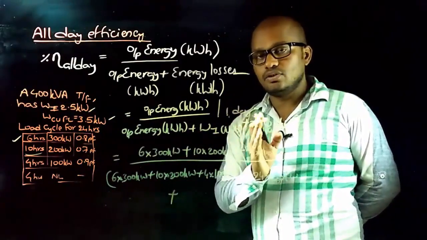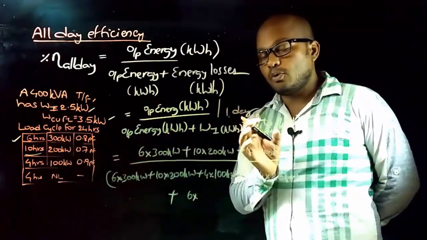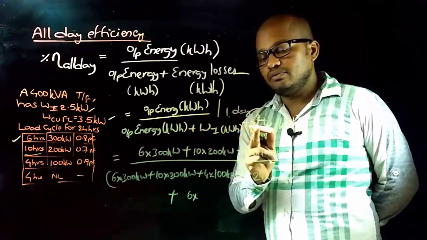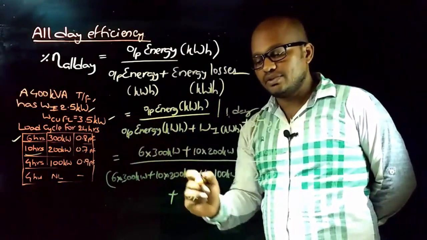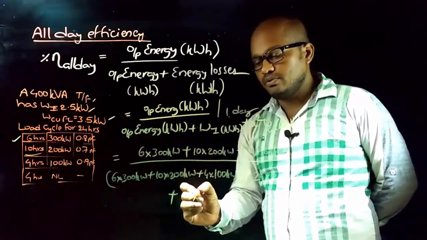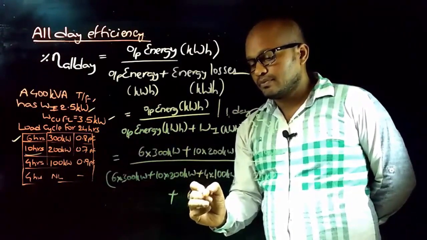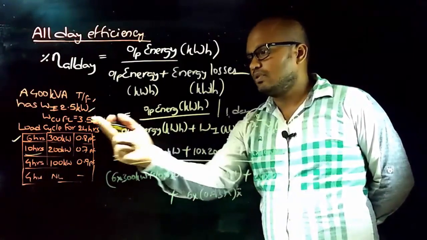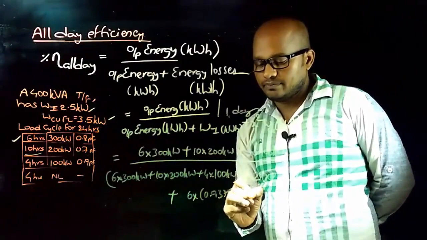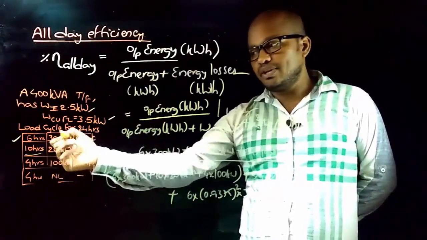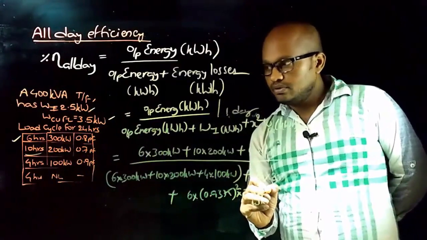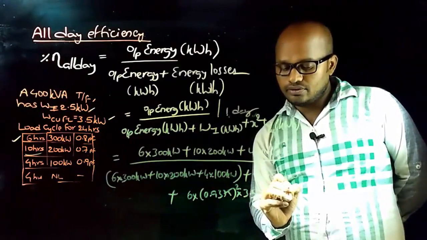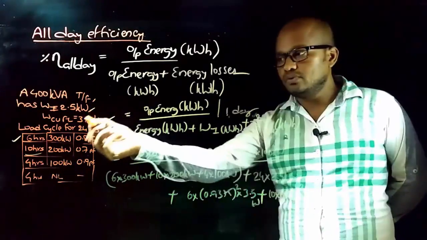And next, now consider the copper losses for this entire load cycle. Copper losses depend on the load, so for different loadings, copper losses will vary. For the first 6 hours we found the load X is equal to 0.9375. So for the first 6 hours, 6 into 0.9375 whole square into full load copper loss 3.5, plus, and for the next 10 hours we found X is equal to 0.714. So for the next 10 hours, X square is 0.714 whole square into full load copper loss 3.5.